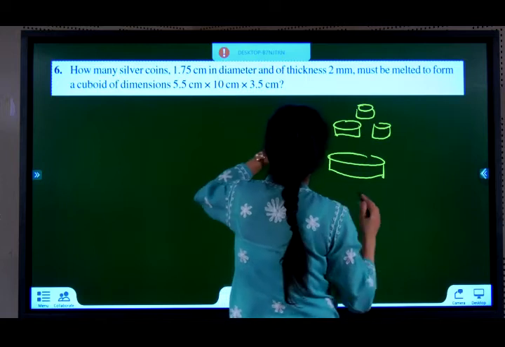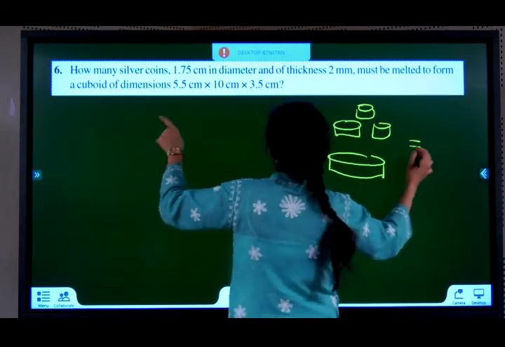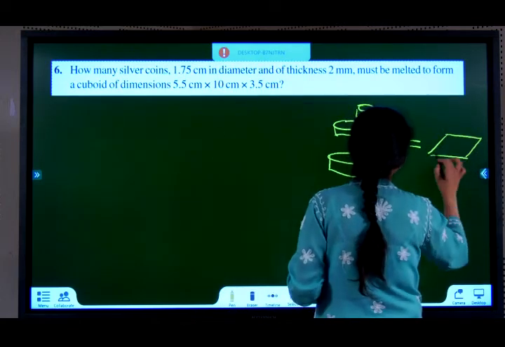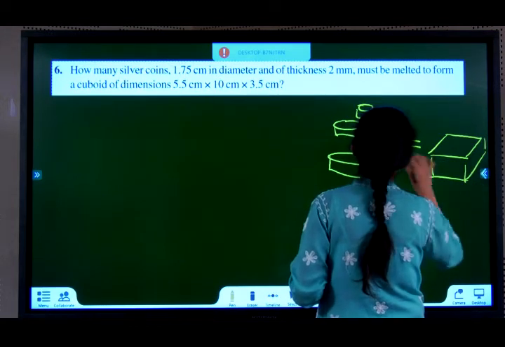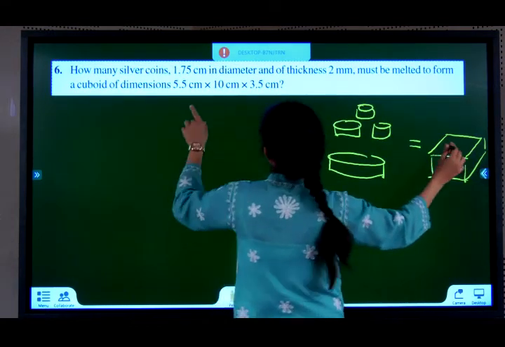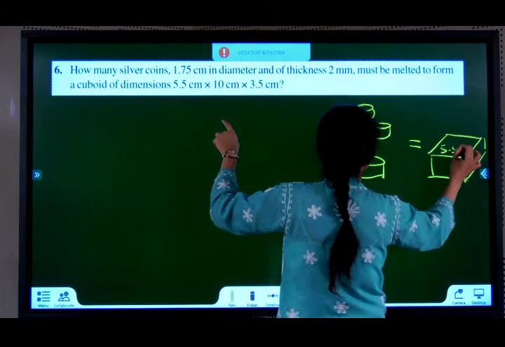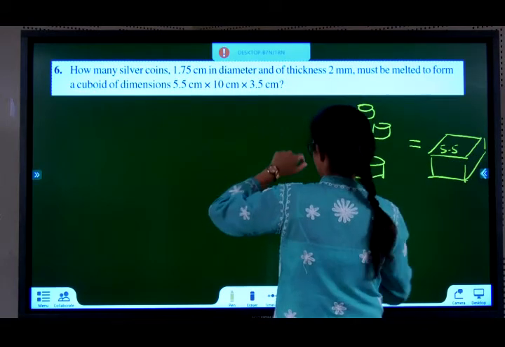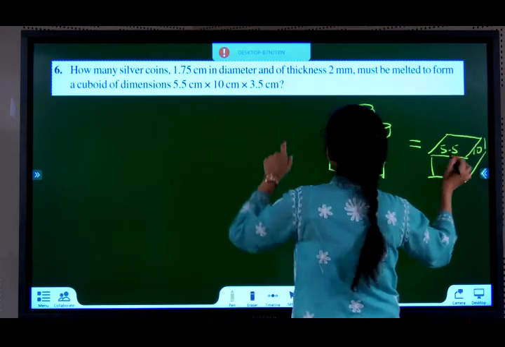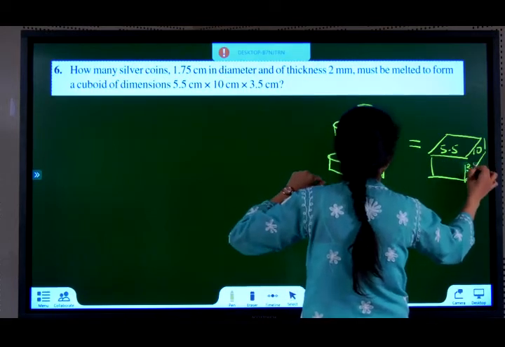How many such coins must be melted to form a cuboid of dimensions? We are forming a big cuboid, melting all these coins. The dimensions are 5.5 centimeters by 10 centimeters by 3.5 centimeters.